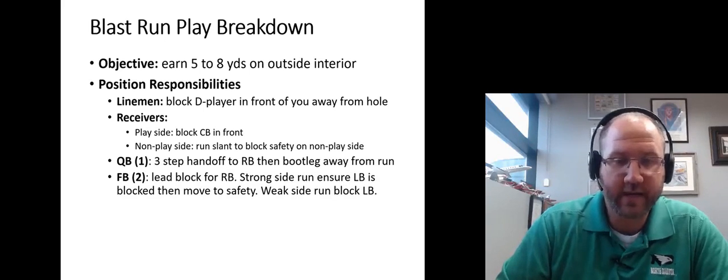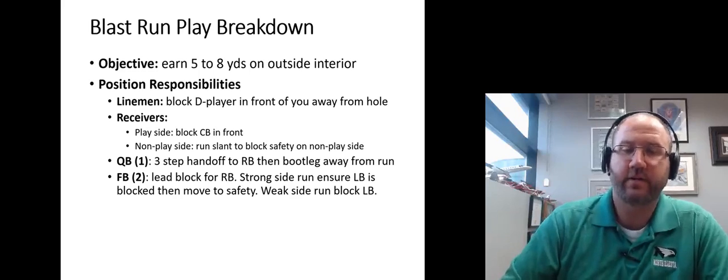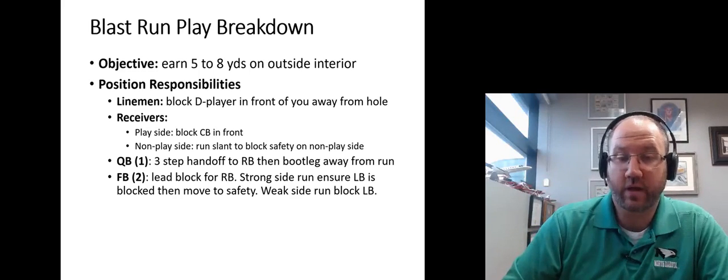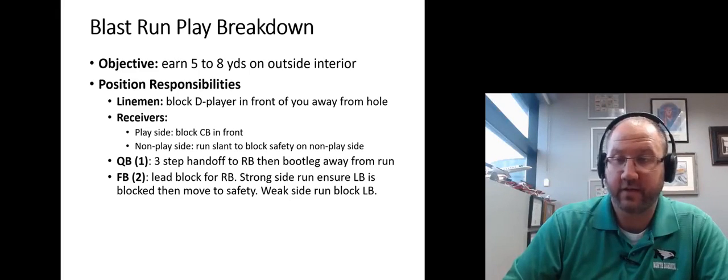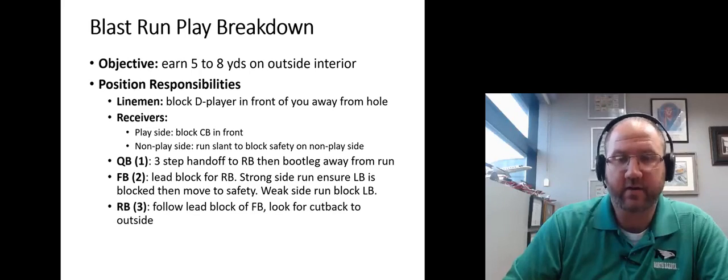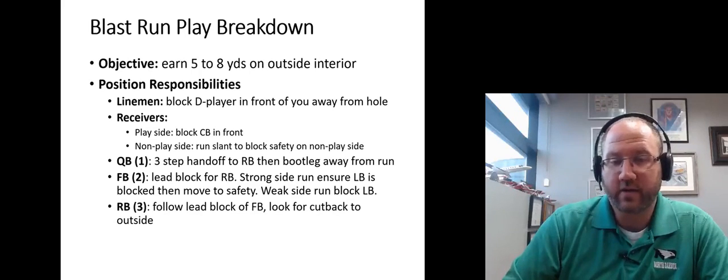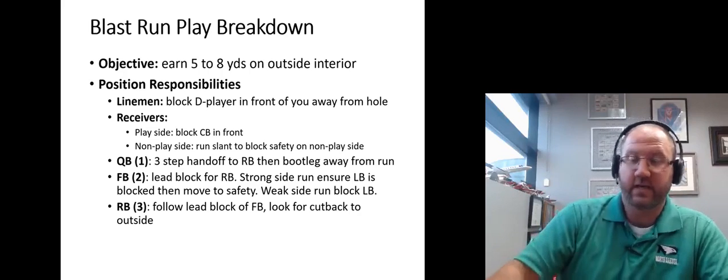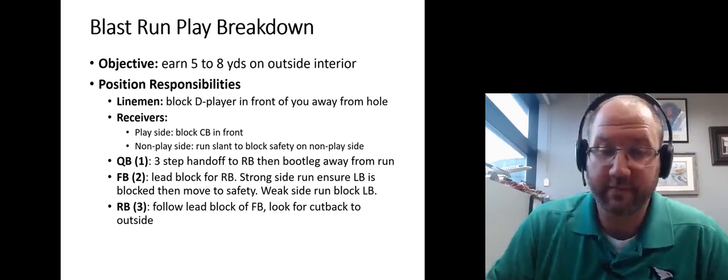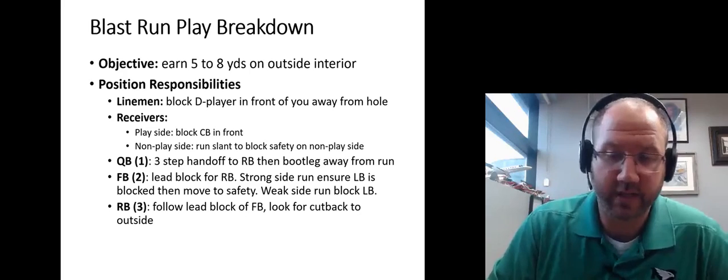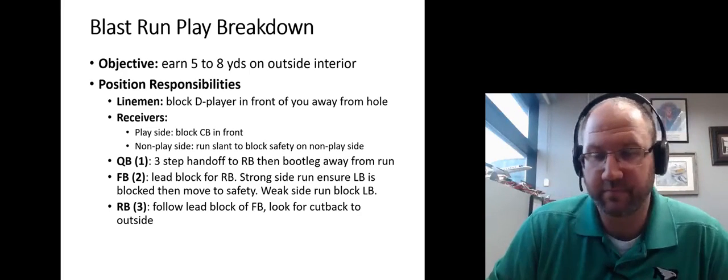Fullback, you're the lead block for the running back. If it's a strong side run, you're running the same side as the tight end, you're going to block the linebacker and then move to the safety. If it's a weak side run, you just have the outside linebacker on that side. Running back, your job is to follow the lead block of the fullback, and once you get through the first level of the defense, their line, you're looking for a cut back to the outside and bounce the ball to the outside for hopefully a big gain.